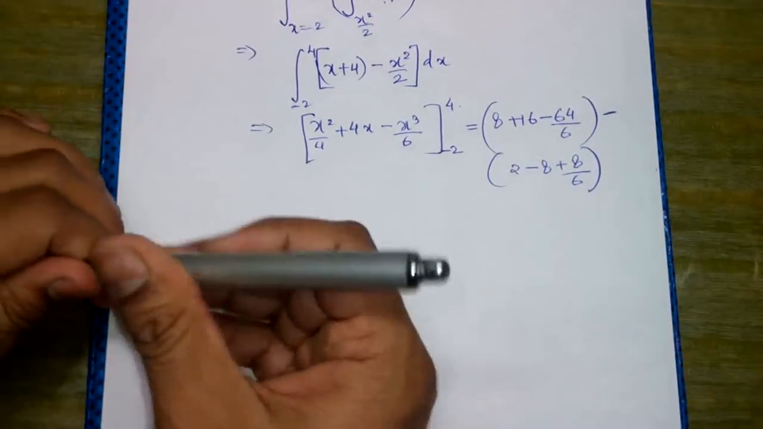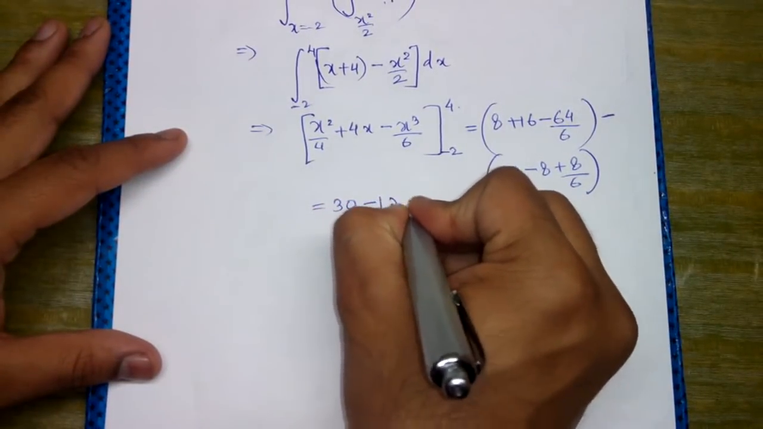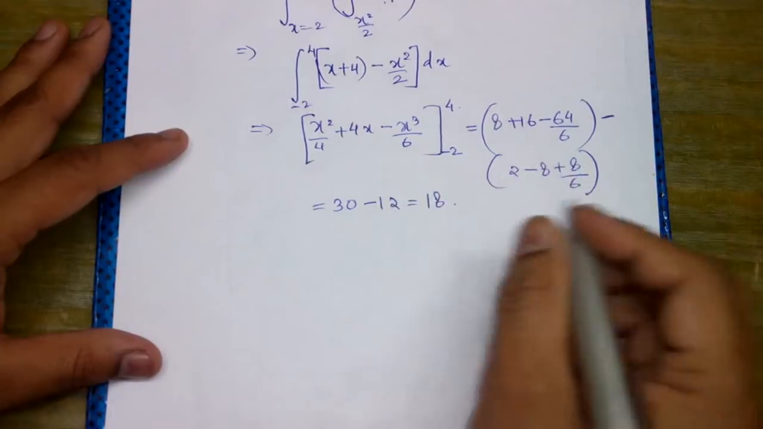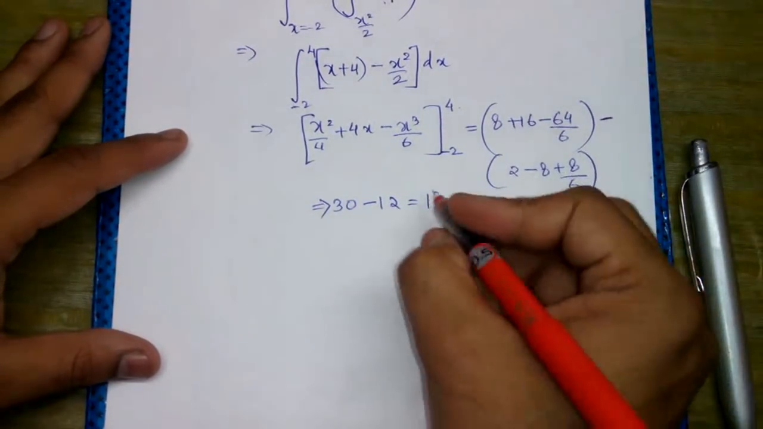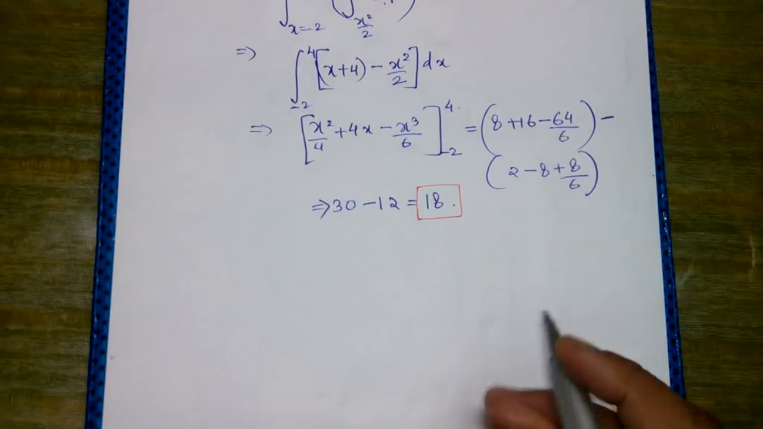That is, we are just simply putting the limits, and we will obtain 30 minus 12, that is equal to 18. So the answer is coming out to be 18 units. Okay, the answer is 18 units.